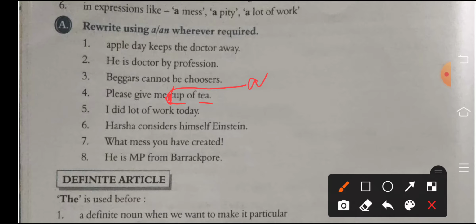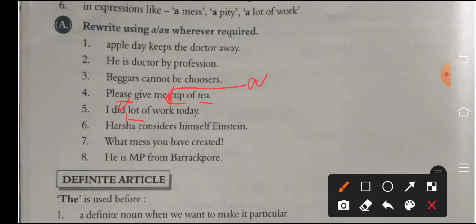Next question is, I did lot of work today. See, when you do lot of work, a or an you have to add. So an lot of work, that is wrong. What is the right one? A lot of work. So I did a lot of work today. Between did and lot you have to add this, because generally in this expression we have to use a.